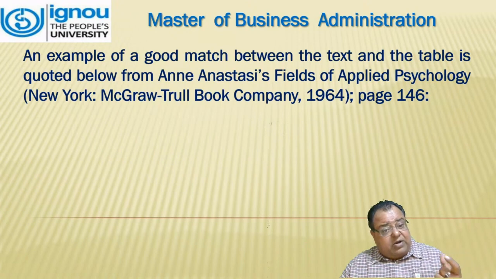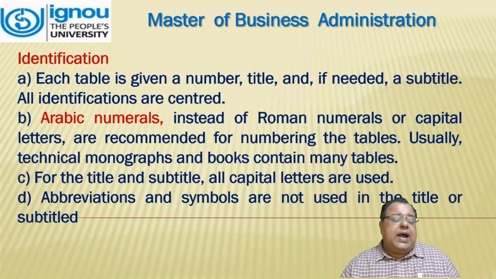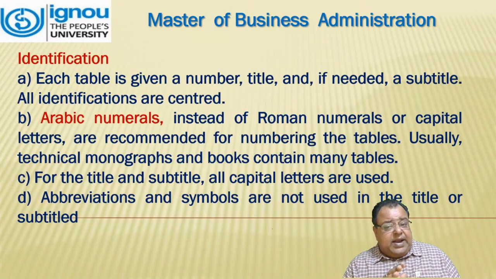New York, McGraw-Hill Book Company, 1964, page 146. This is how it is presented. Identification. Each table is given a number title and, if needed, a subtitle. All identifications are centered. Arabic numerals, instead of Roman numerals or capital letters, are recommended for numbering the tables.